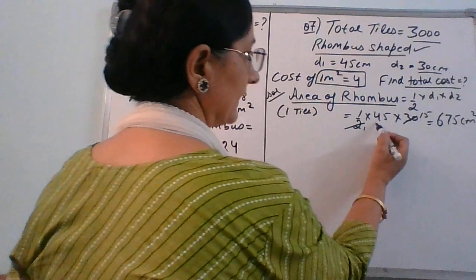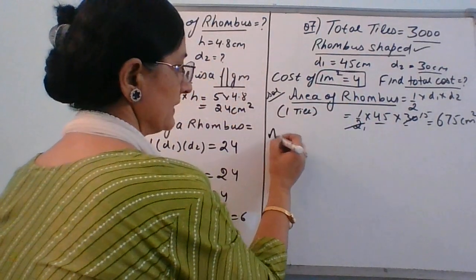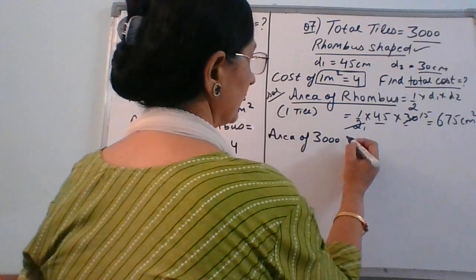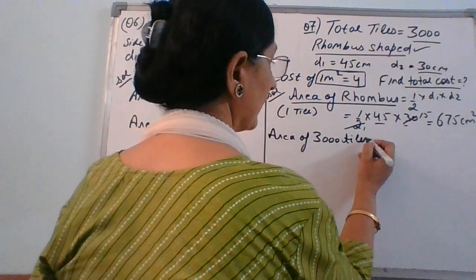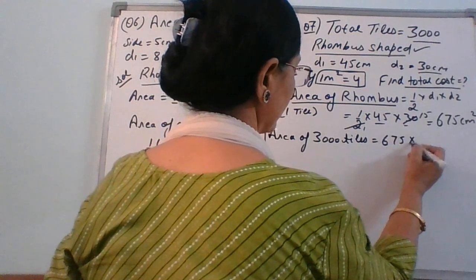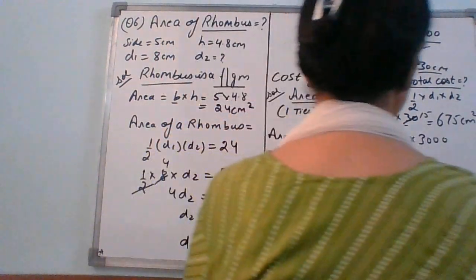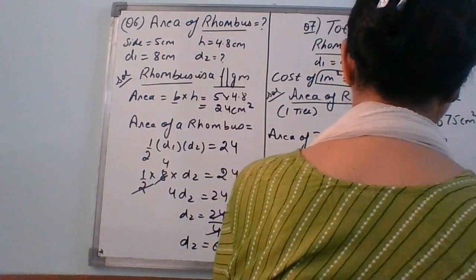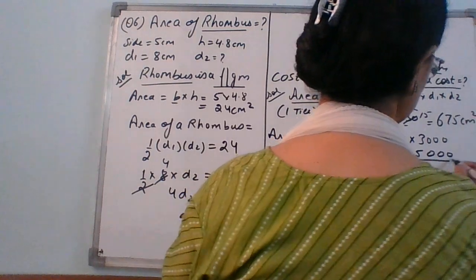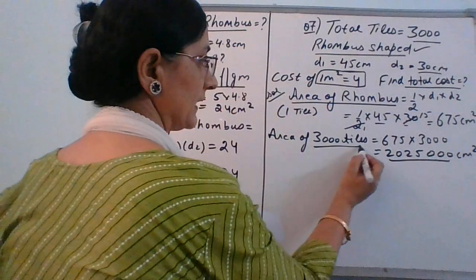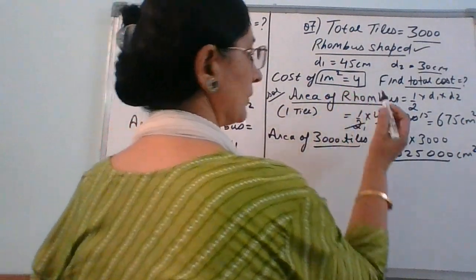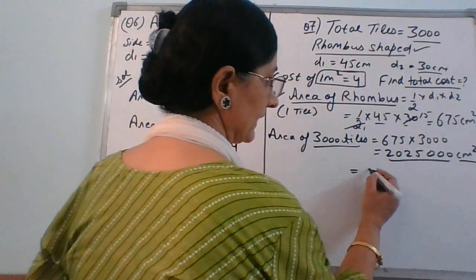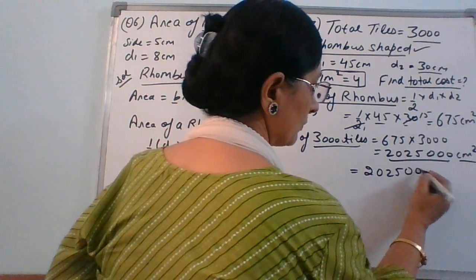Because हमने one tile का ही diagonal डाला है. Now we have 3000 tiles. So area of 3000 tiles का क्या होगा? One tile का जो है उसको 3000 से आप into करोगे. So वो आप multiply करने के बाद आपकी जो value आएगी वो आएगी 2025 and 3 zeros, right? So इतना सेंटीमीटर स्क्वायर है area of 3000 tiles. अब यहाँ मीटर स्क्वायर है क्योंकि कॉस्ट मीटर स्क्वायर की दी है. सो यू नीड टू कन्वर्ट द सेंटीमीटर इनटू मीटर. सो हम क्या करते हैं, सेंटीमीटर इज अ स्मॉलर यूनिट.